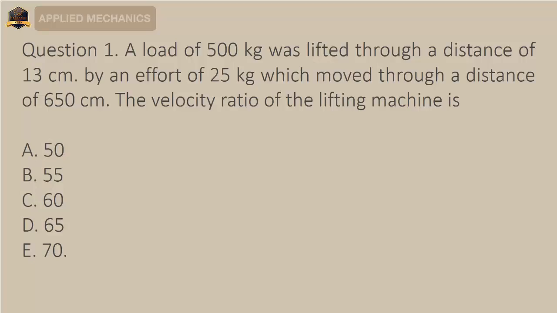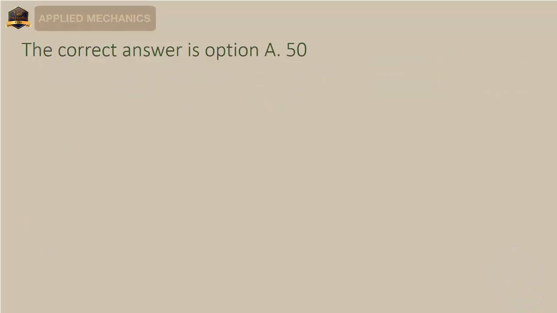Question 1. A load of 500 kilograms was lifted through a distance of 13 centimeters by an effort of 25 kilograms which moved through a distance of 650 centimeters. The velocity ratio of the lifting machine is A. 50, B. 55, C. 60, D. 65, E. 70. The correct answer is option A, 50.